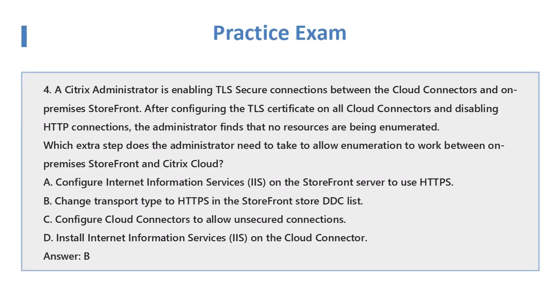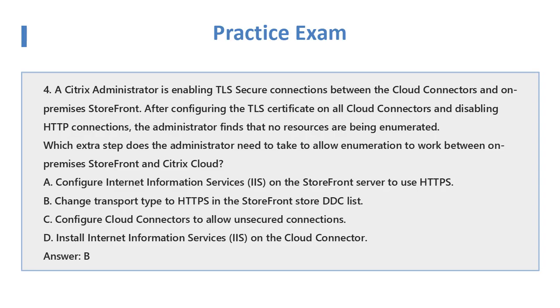4. A Citrix administrator is enabling TLS secure connections between the cloud connectors and on-premises storefront. After configuring the TLS certificate on all cloud connectors and disabling HTTP connections, the administrator finds that no resources are being enumerated. Which extra step does the administrator need to take to allow enumeration to work between on-premises storefront and Citrix Cloud?